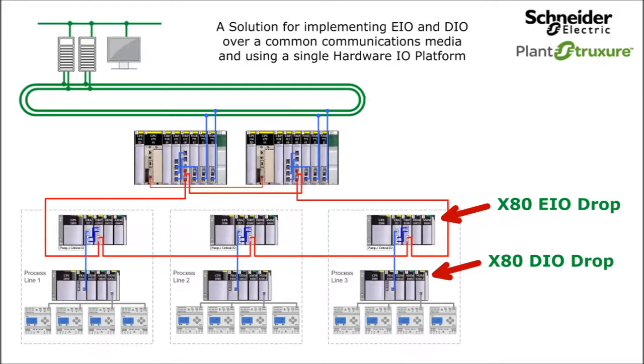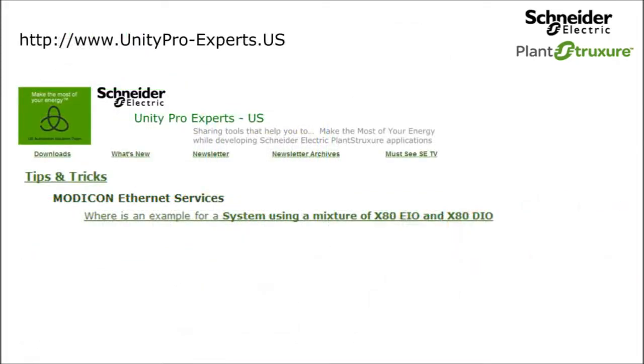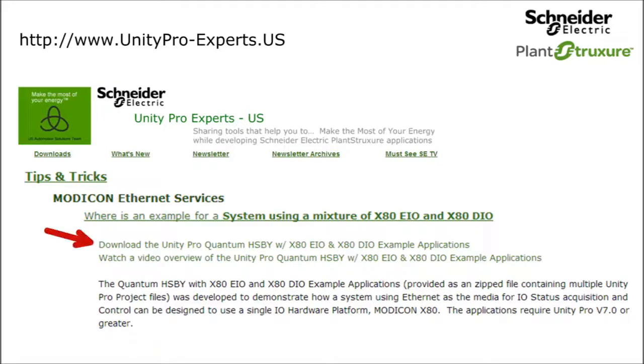Before beginning the overview, I would like to point out that example UnityPro projects for this solution are available for download at the unityproexperts.us website under Tips and Tricks, Modicon Ethernet Services, and there is an example for a system using a mixture of X80 EIO and DIO.